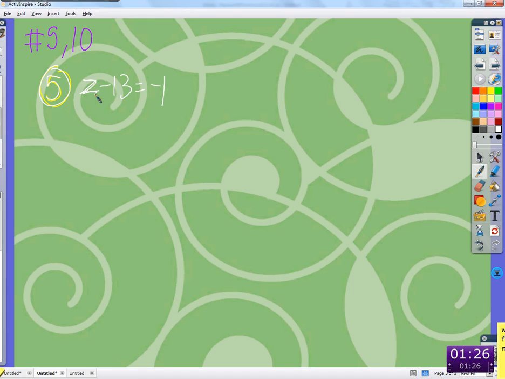So I could add 3 to both sides if I wanted to, and negative 13 plus 3 is still negative 10. Here we're at 2. Okay. Well, that didn't quite get me all the way. I'll add 10 to both sides. Z, negative 10 plus 10 is nothing, so I'm not going to add anything to z. Z is just all by itself now on this side.